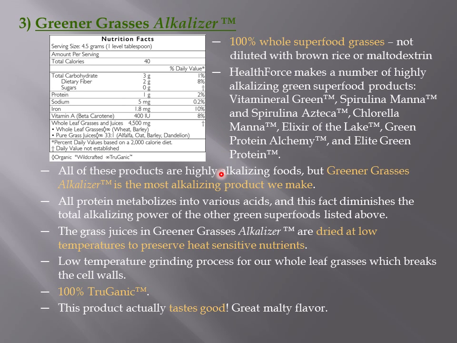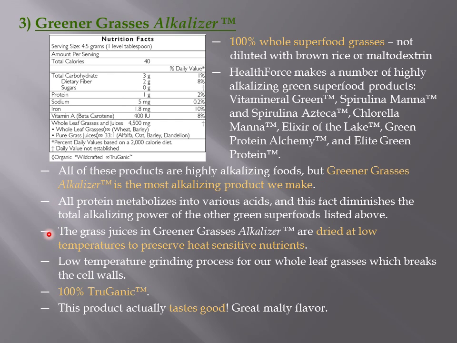Greener Grasses, on the other hand, has a very minimal amount of protein, something like 18% protein in this product. So there's not a lot of acidity being generated by high protein levels in this product, and as a result, these powerhouse alkalizing ingredients can basically go nearly 100% to building up the alkaline mineral reserves in your body. So Greener Grasses is the most alkalizing product we make, basically.